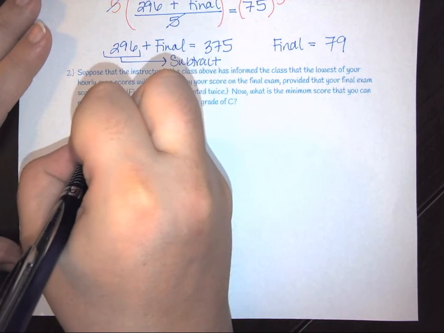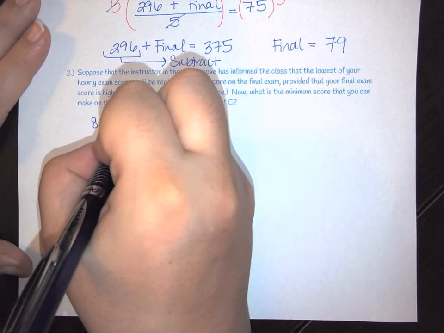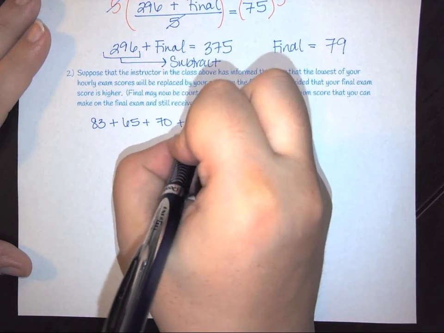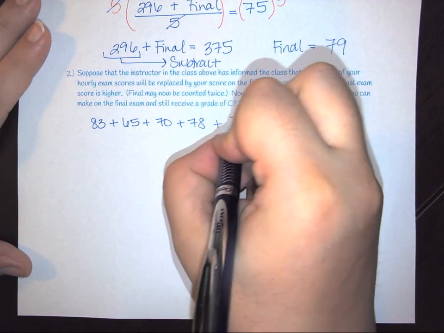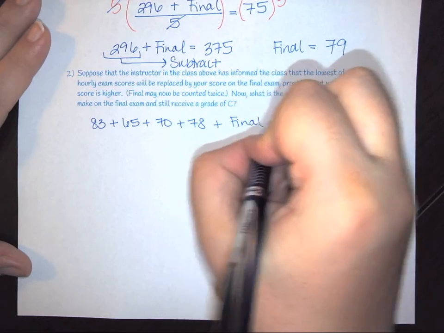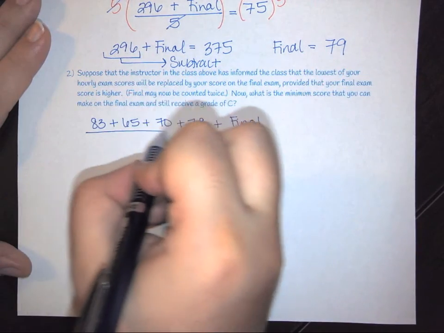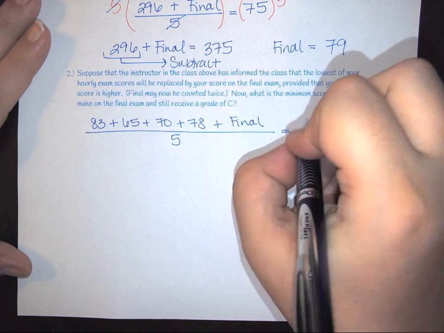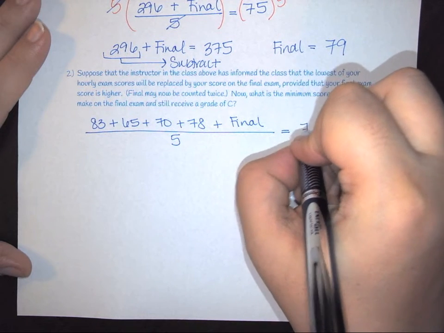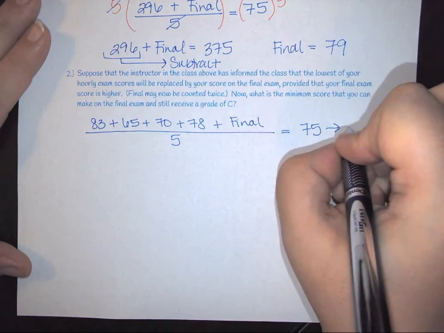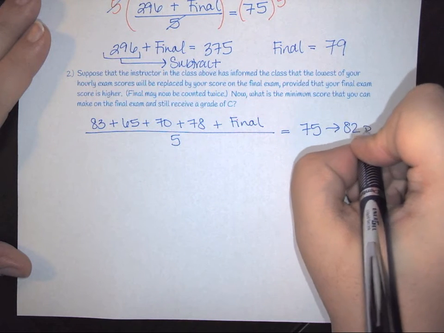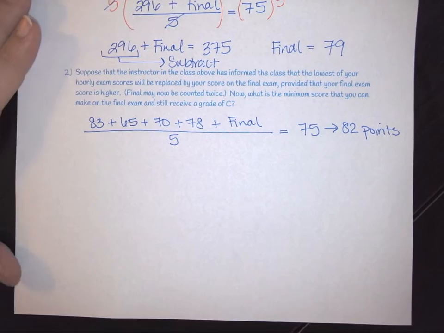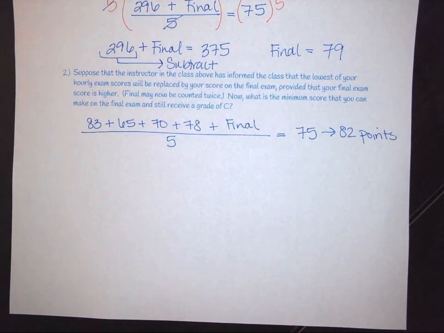So first of all, again, we need to start with the basics of what we know. We have an 83 plus a 65 plus the 70 plus the 78 plus your final. Divide that whole thing again by the 5 tests. Has to equal between 75 to 82 points. Now, when we're looking at it, there's something that you should notice.